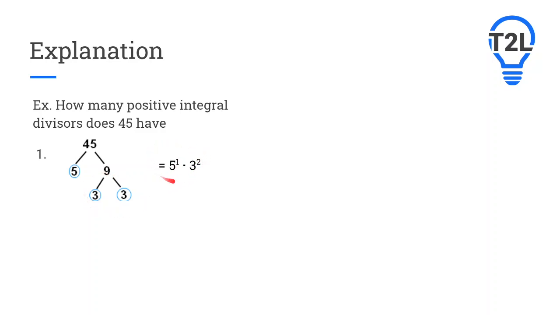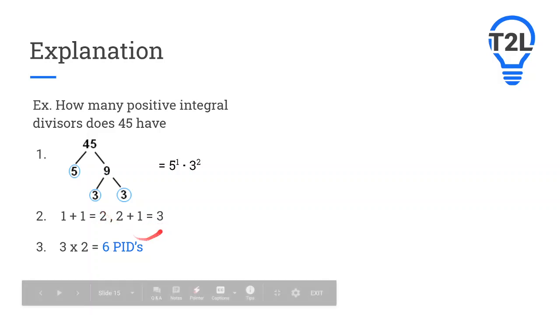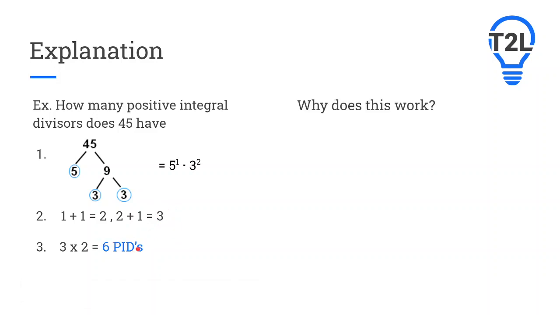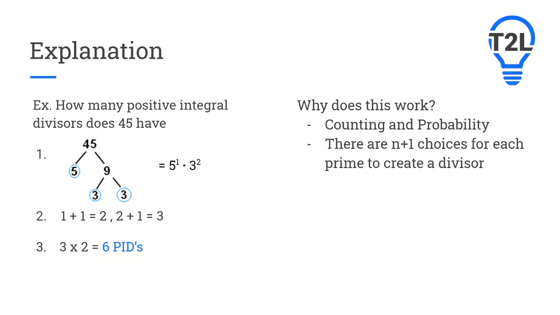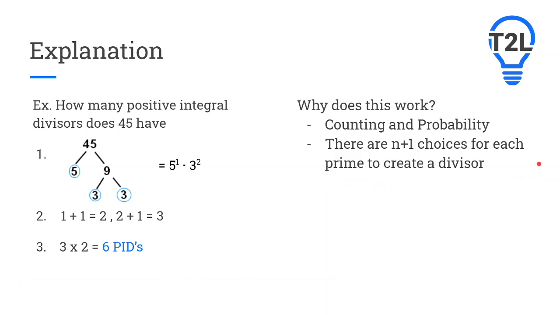Now, once you have the prime factorization form, you can look at the exponents and add 1 to each of them. So you have 1 here, so add 1 to that is 2. You have 2 here, so add 1 to 2 is 3. And now that you have these two numbers, 2 and 3, you can just multiply them and get 6 PIDs, and that's it. Now, why does this work? I think it has something to do with probability and counting theory. I'm not too sure of the specifics, but something where there are n+1 choices for each prime to create a divisor. Just something complicated like that.